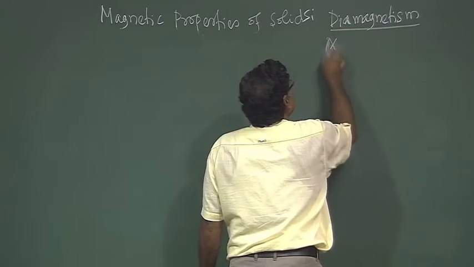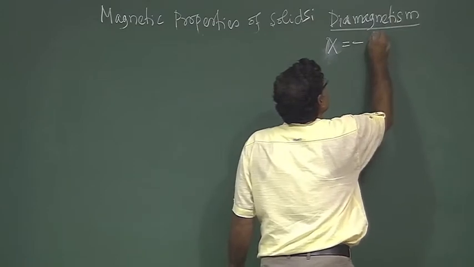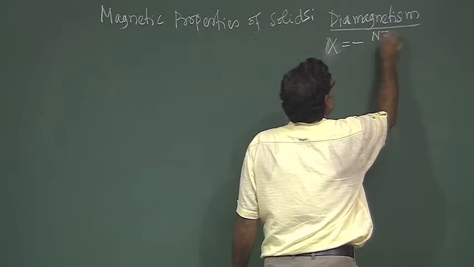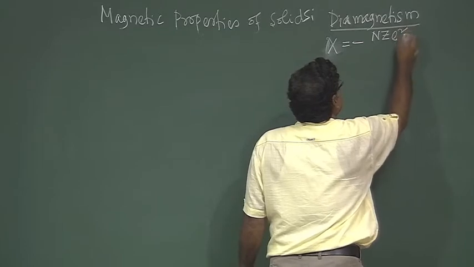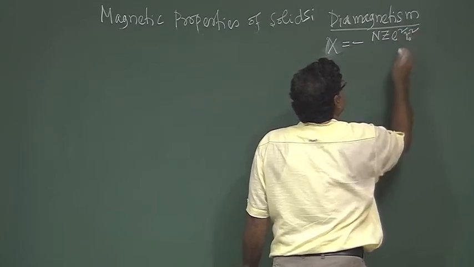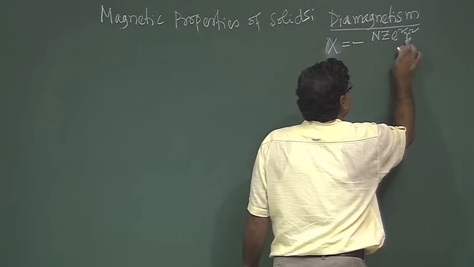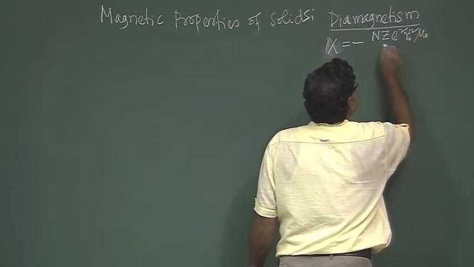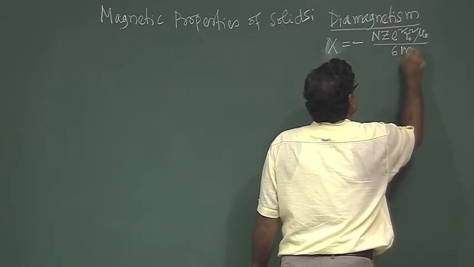Let us write chi equals minus the number of atoms per unit volume, each atom having atomic number Z, then e squared, R0 squared, that is the electronic charge squared and the average radius of the atom, and then mu 0 divided by 6 m, where m is the mass of the electron.